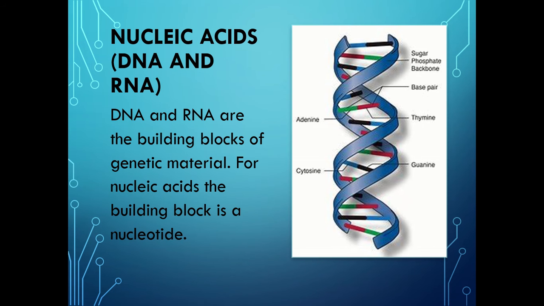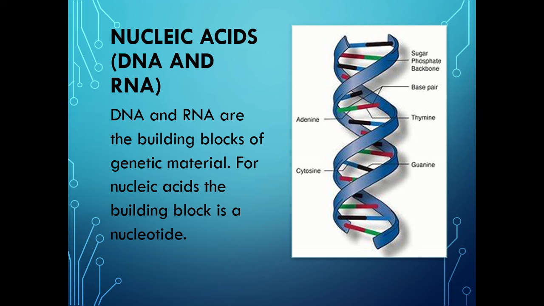Now, first of all, nucleic acid. So, nucleic acid includes DNA and RNA. DNA is deoxyribonucleic acid and RNA is ribonucleic acid. Now, DNA and RNA, these are the building blocks of genetic material. Now, for nucleic acids, the building block is a nucleotide.